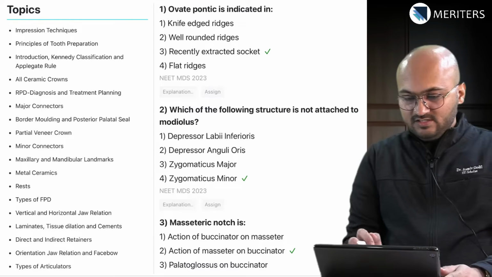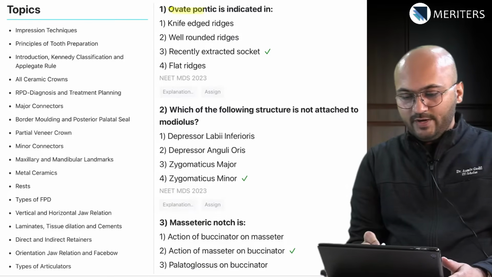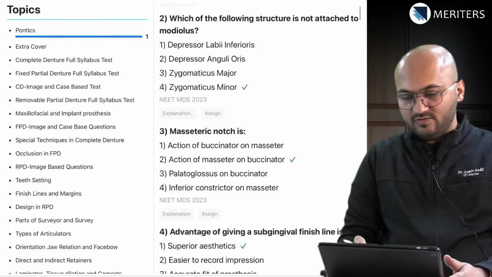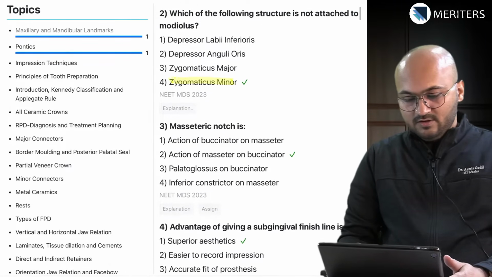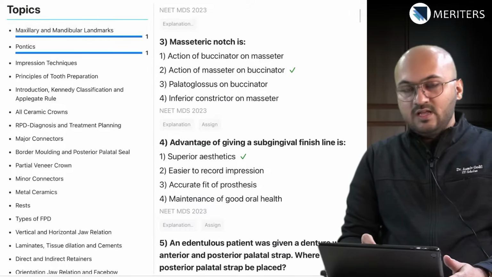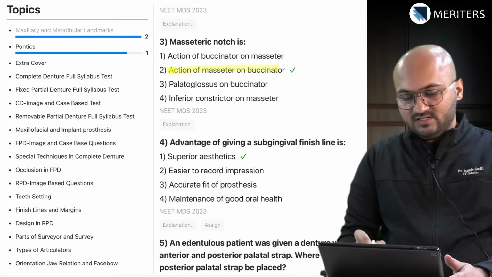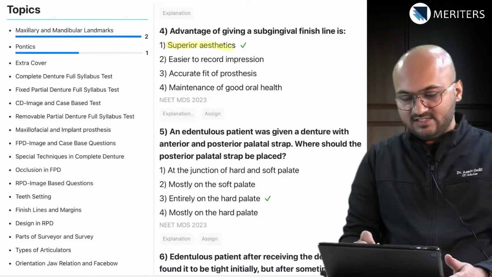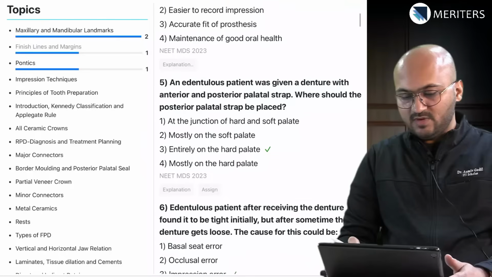So first question, starting with NEET 2023 on ovate pontic. It is indicated in recently extracted sockets. Which of the following structures is not attached to modiolus, zygomaticus minor? Masseteric notch is the action of masseter on buccinator. Advantage of giving a subgingival finish line, that is a question on finish lines and margins.